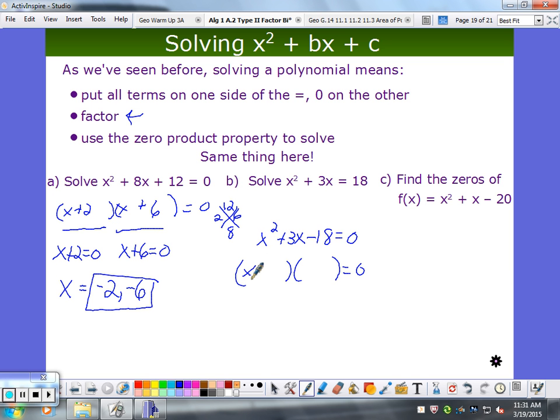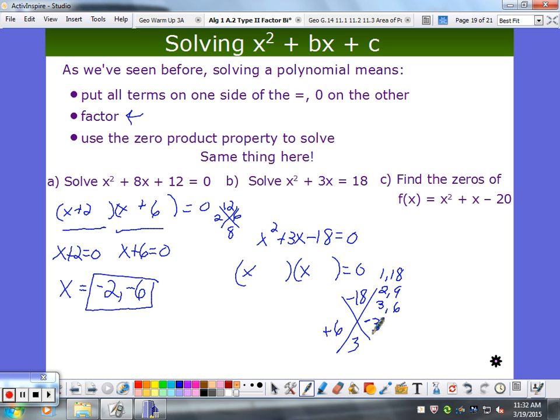So x times x. Now I need two numbers. They have to multiply to negative 18 and add to 3. Oh, this is negative, so one's a plus and one's a minus, right? What do you think? These are my choices: 1 and 18, 2 and 9, 3 and 6. This is the only way I can multiply to 18, right? 6 and 3. So who's positive, who's negative?